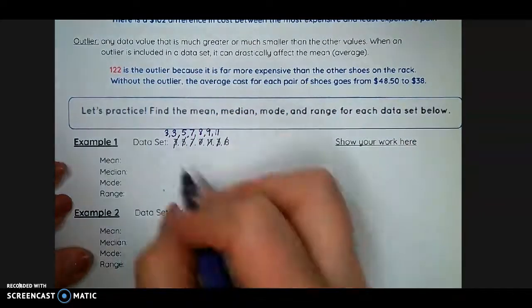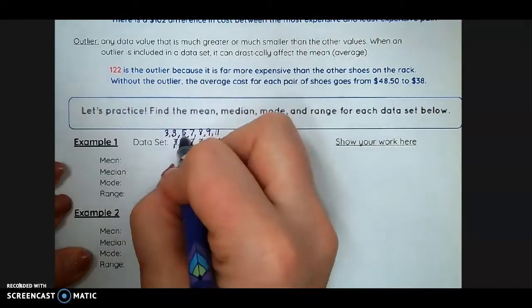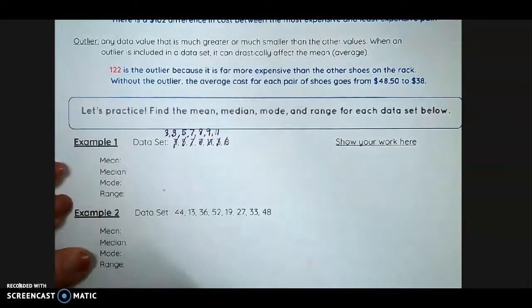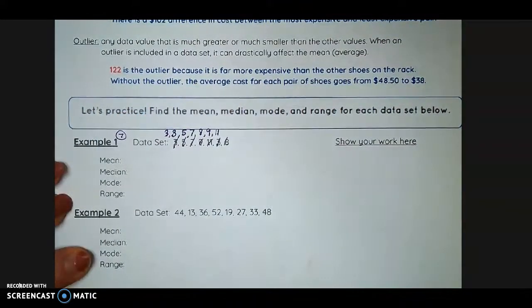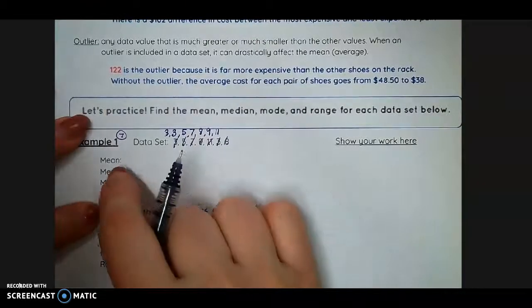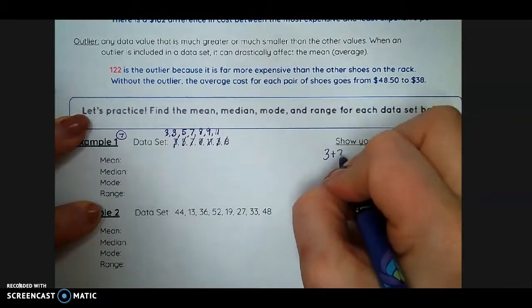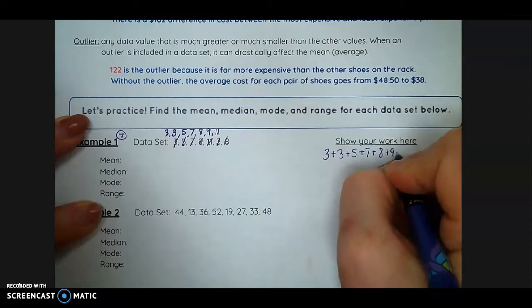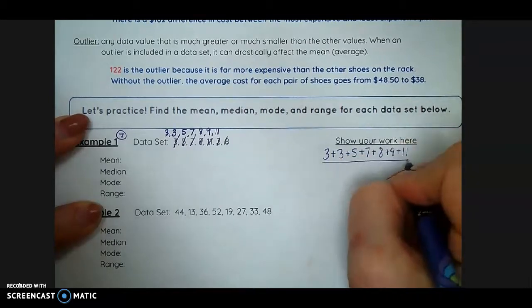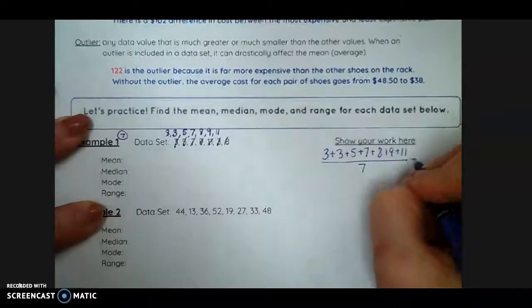And then you can go back and say, okay, 1, 2, 3, 4, 5, 6, 7. And you can check that way. I'm going to put a little 7 over here to remind myself that there were 7 numbers in my data set. I'm going to go and find my mean next, which means I'm going to take these numbers and add them up, and I'm going to divide by the number of data points in my data set.